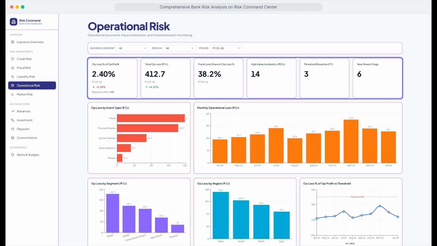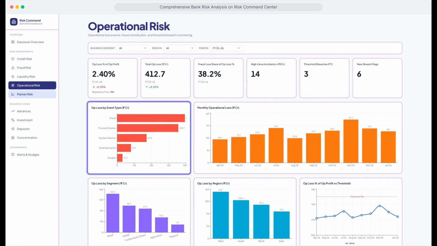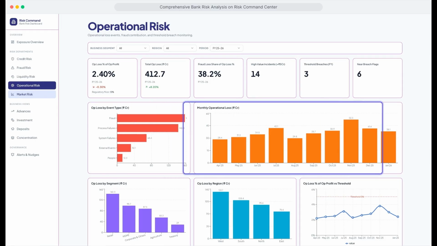This gives leadership a quick view of whether operational losses are within risk appetite, whether losses are increasing, and whether any indicators are nearing breach levels. The operational loss by event type chart shows which categories are contributing most to losses, such as fraud, process failures, system failures, external events, or people-related issues. This helps the bank identify whether operational risk is being driven by control weaknesses, process gaps, system issues, or fraud-related events. The monthly operational loss chart shows how losses are moving month by month.